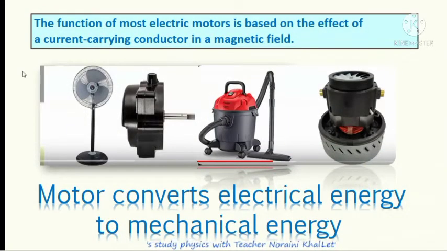If you look at the picture here, these are examples of electrical appliances that use a motor. As we know, the function of most electric motors is based on the effect of current carrying conductor in magnetic field. The function of motor in electrical appliances is to convert electrical energy to mechanical energy. For example, the stand fan here, the motor is able to rotate the blade of the fan. Or the vacuum cleaner, the fan inside the vacuum cleaner requires a motor to rotate it.